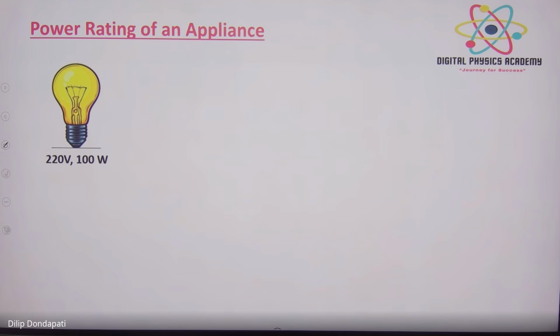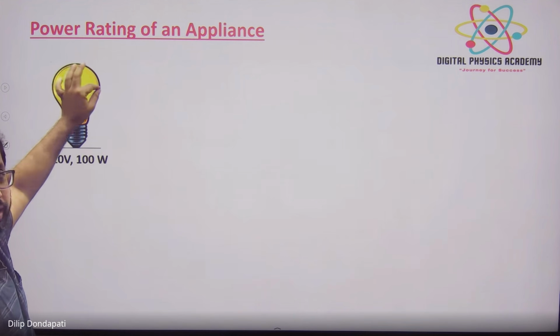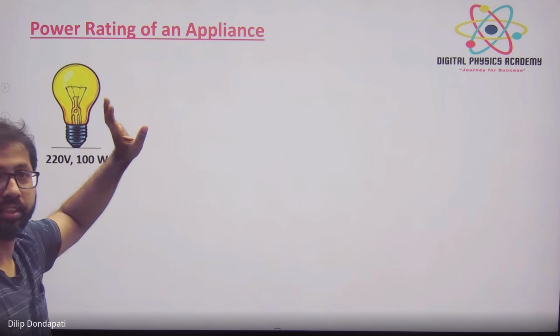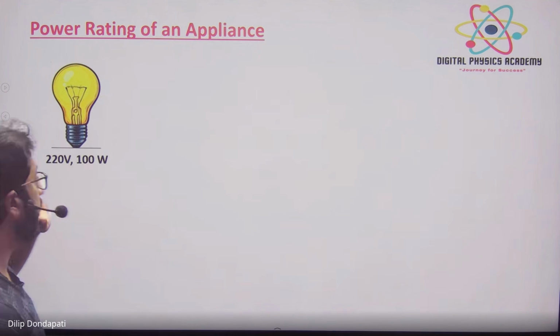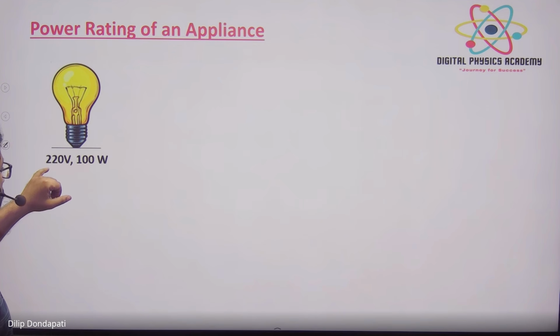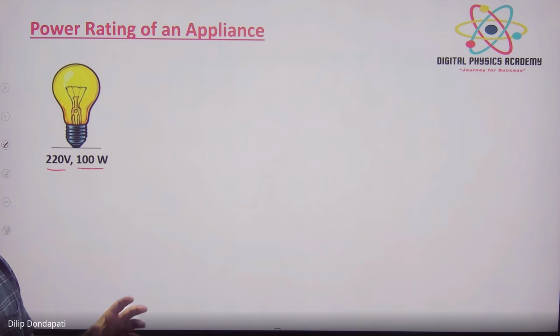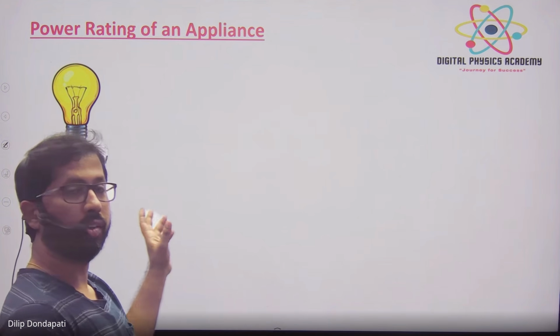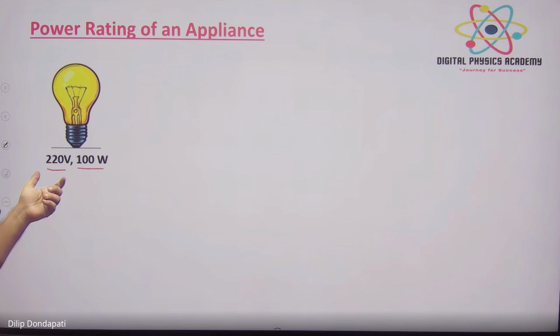Now power rating of an appliance. In olden days they used to have this type of bulbs. Remember? We studied in 10th also. Tungsten, melting point 3380 degrees Celsius, we studied. Power rating they will be giving, like a 220 volts, 100 watts bulb rating will be given. What is the meaning of this one? 220 volts, 100 watts, what is the meaning? What is the rating?